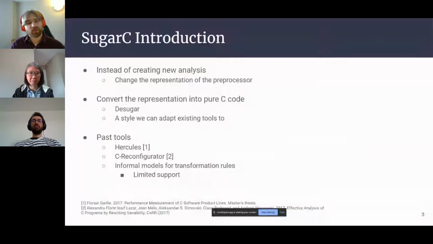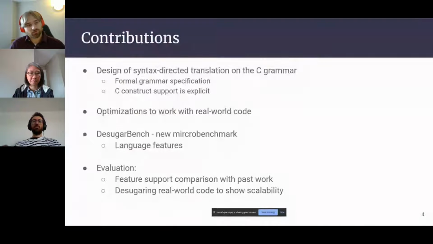A few tools have done this in the past, Hercules and C Reconfigurator. However, they were only applied with informal models for their transformation rules, which led to limited support for actual C features. Sugar-C, on the other hand, has these contributions: we implemented a new syntax-directed translation approach, which is specified on the formal C grammar, which means the C constructs we support are very explicit and well-defined. We also added some novel optimizations to make it actually work with real-world code, and we added a new micro benchmark, DSugar Bench, which focuses on C language features.